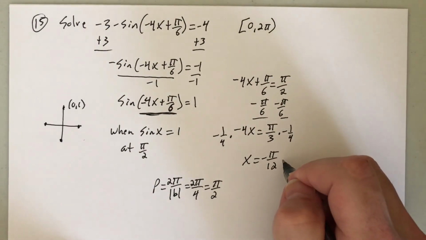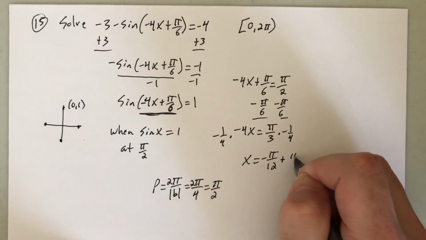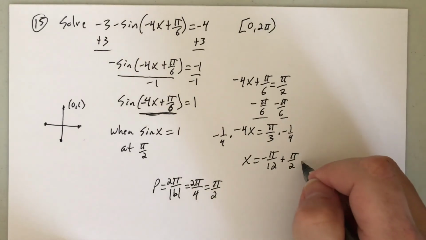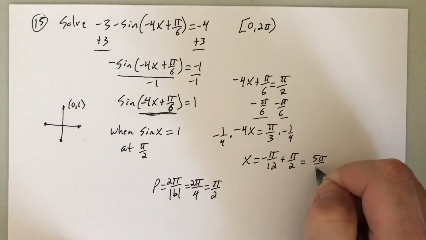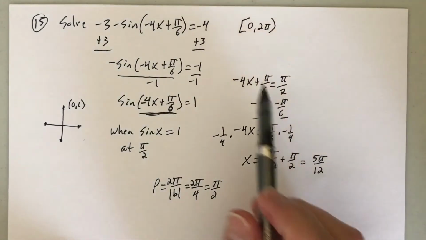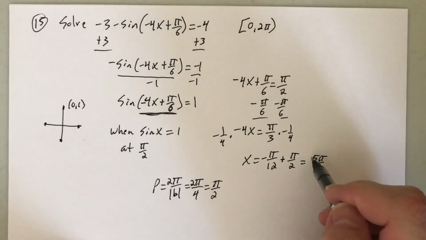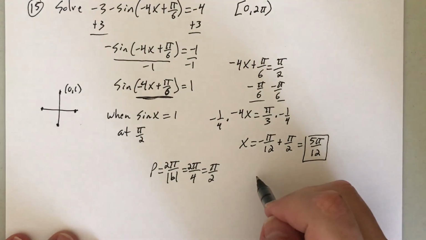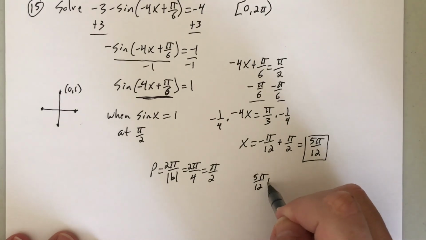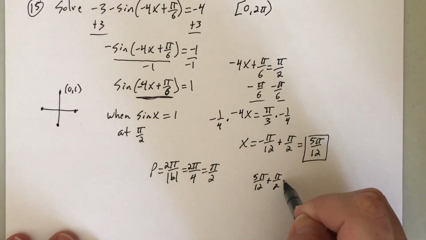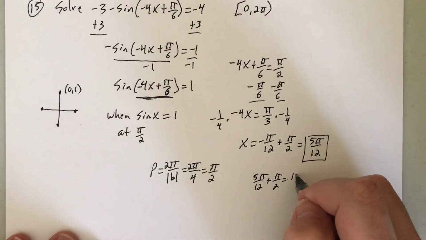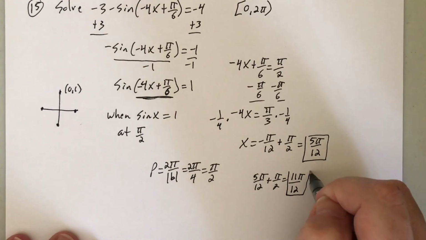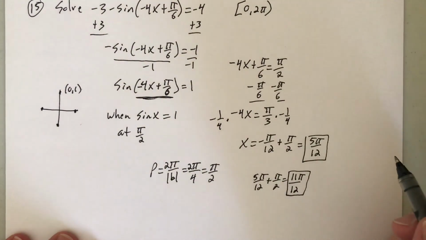So if I add pi over 2 to negative pi over 12, that gives me 5 pi over 12. So that's within this range. So there's one value right there. Well, let's keep doing that. So I'm going to do 5 pi over 12 plus pi over 2 again. That's going to give me 11 pi over 12. So I'm still within this range, and I can still add some more.